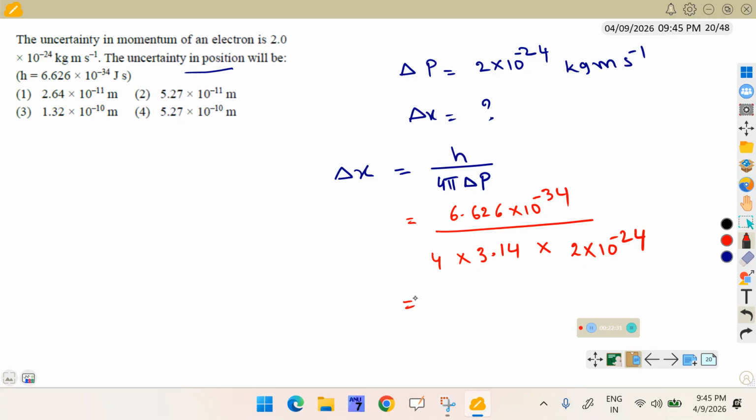Now simplify, you will get 0.2636 × 10^-10 meters, or it can also be written as 2.636 × 10^-11 meters. Nearly equal is the first option.